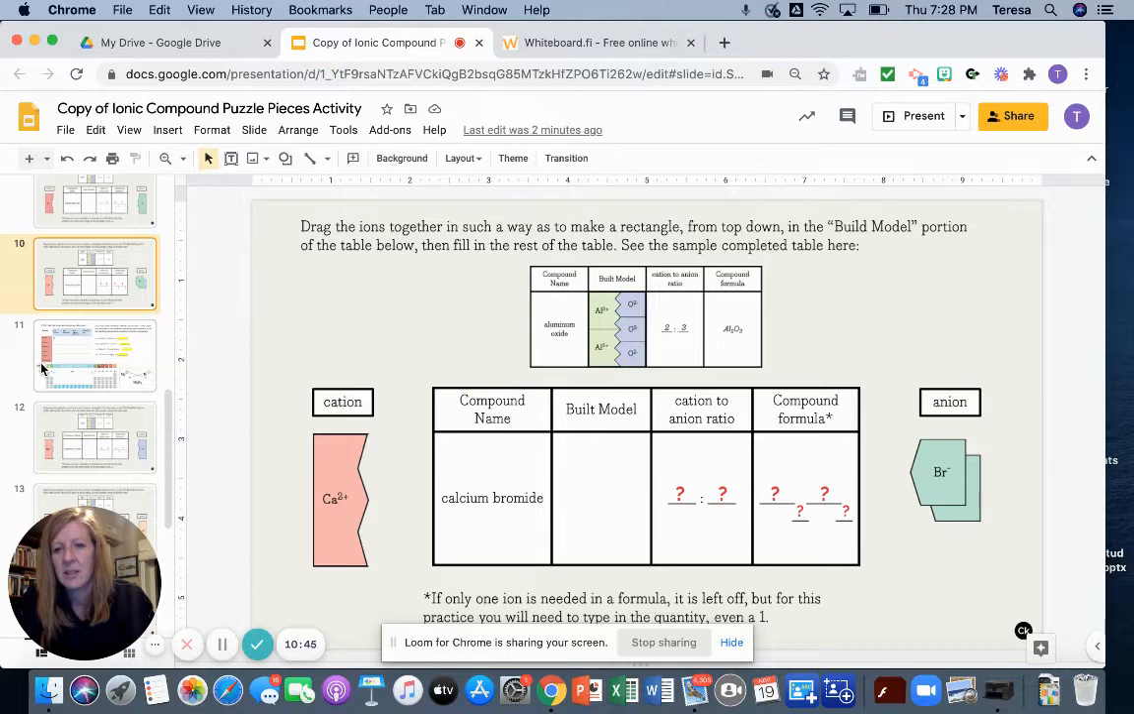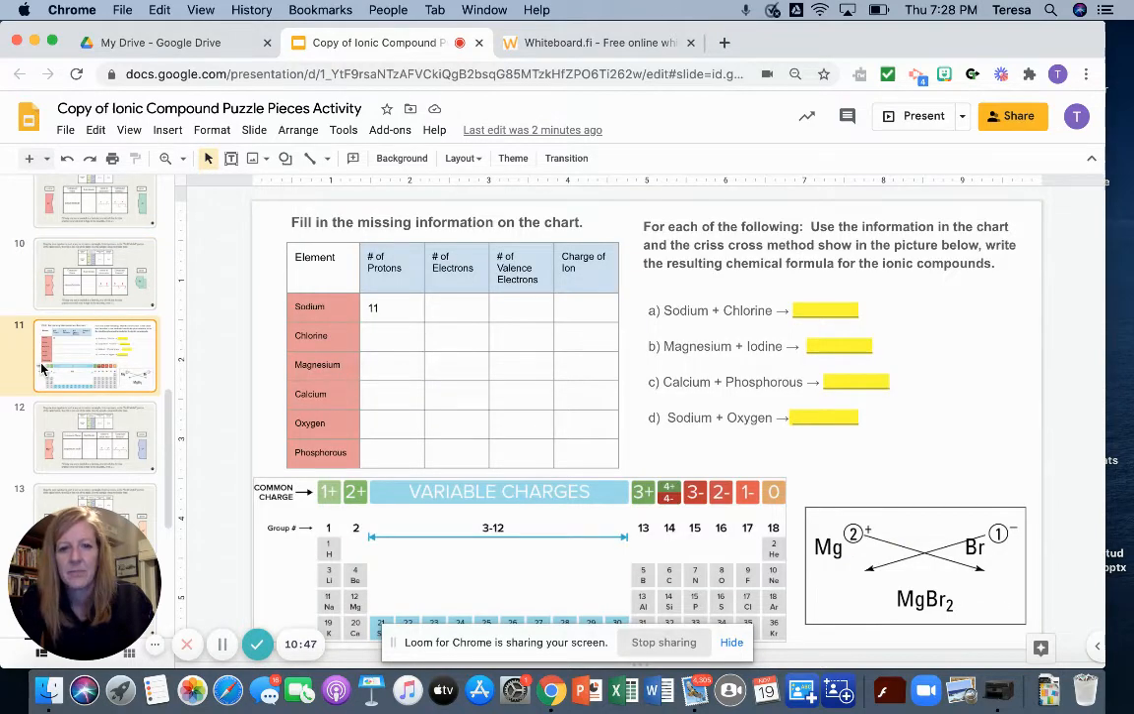And then let's look at slide 11 together. In slide 11, you're finding the number of protons in our atoms. To find the number of protons, you're going to look down here at the bottom, at this little periodic table. The periodic table has the atomic numbers. The atomic numbers tell us the number of protons in the atom. So sodium's symbol is Na, and I find sodium has 11 protons.